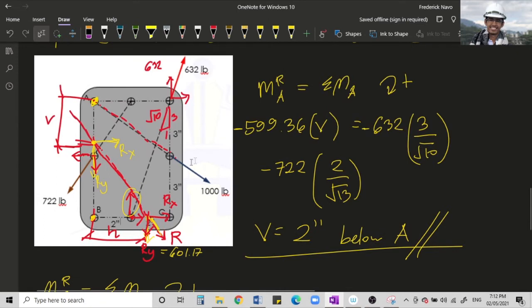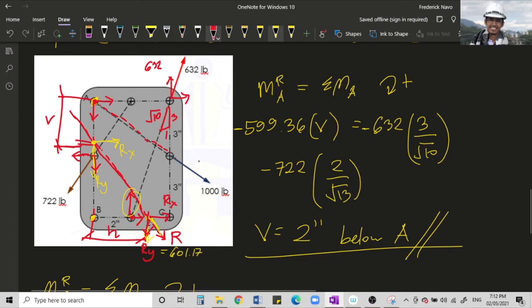And for the last one is itong 1,000 pounds. So, actually, yung X component lang din naman ang mag-rotate dito sa ating 1,000 pounds. So, yung line of action nitong 1,000 pounds, so kung dito natin kukunin, so for the 1,000 pounds, so meron tayong Y component and X component dun sa 1,000 pounds.